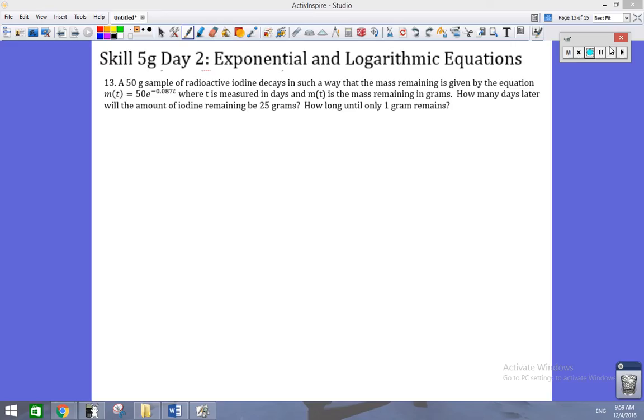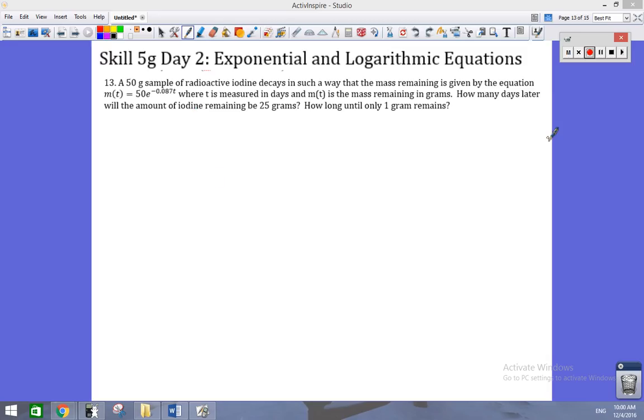We have a 50-gram sample of radioactive iodine that decays in such a way that the mass remaining is given by the equation m of t is equal to 50 times e raised to the negative 0.087 times t, where t is measured in days, and m of t is the mass remaining in grams. How many days later will the amount of iodine remaining be 25 grams? How long until only 1 gram? So we've got two questions here to answer.